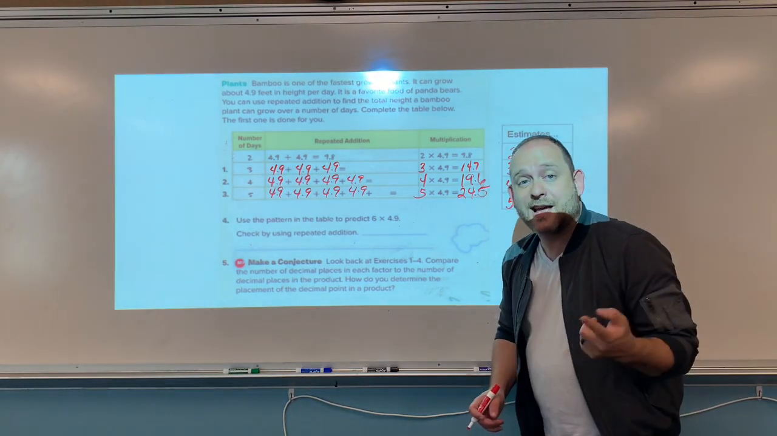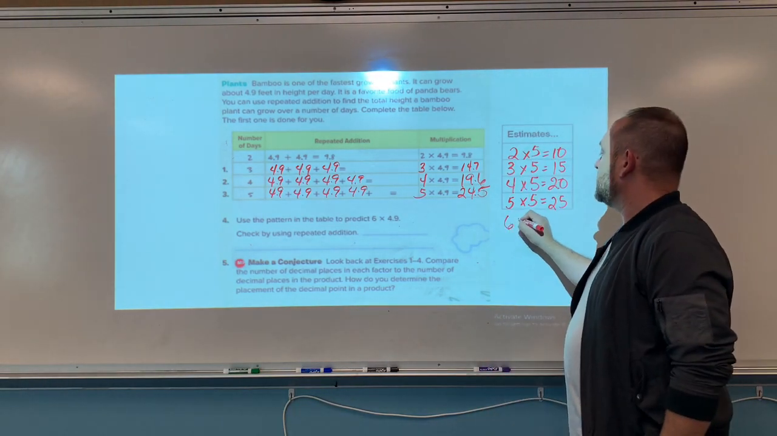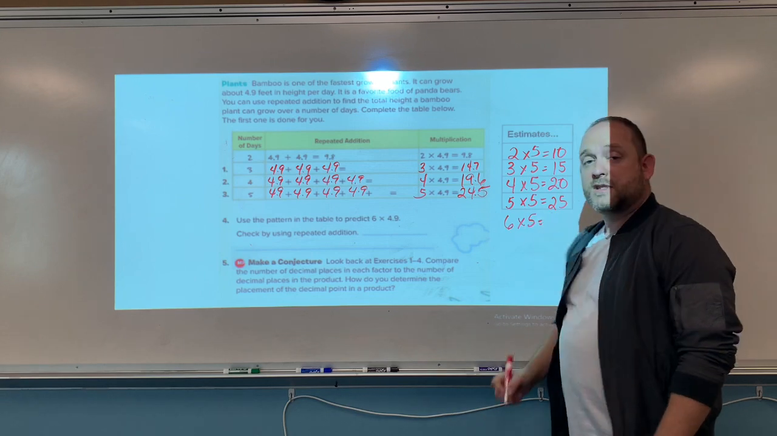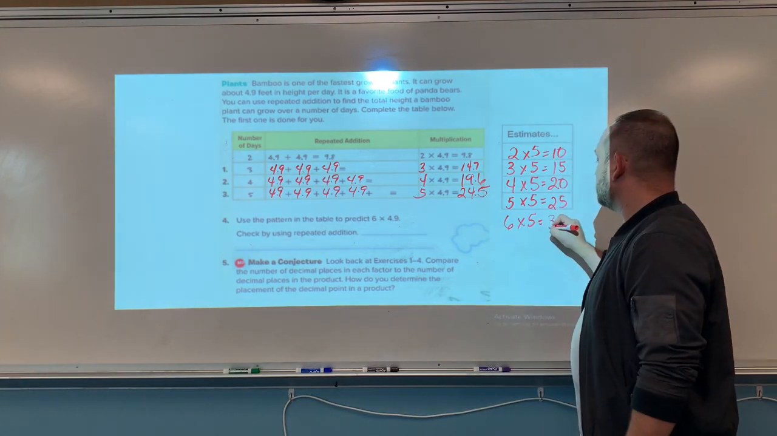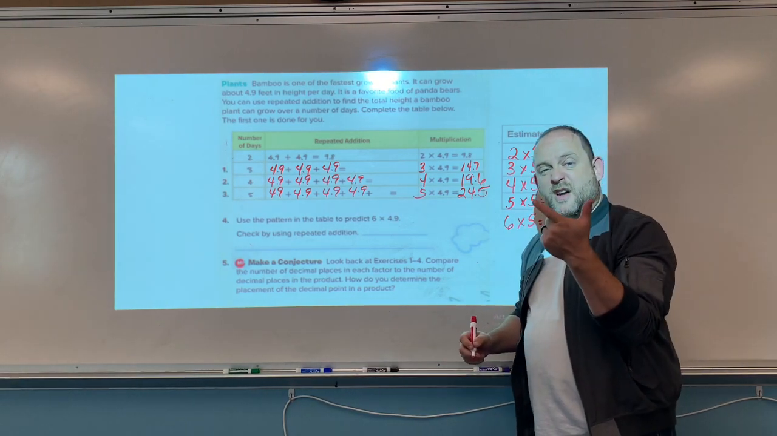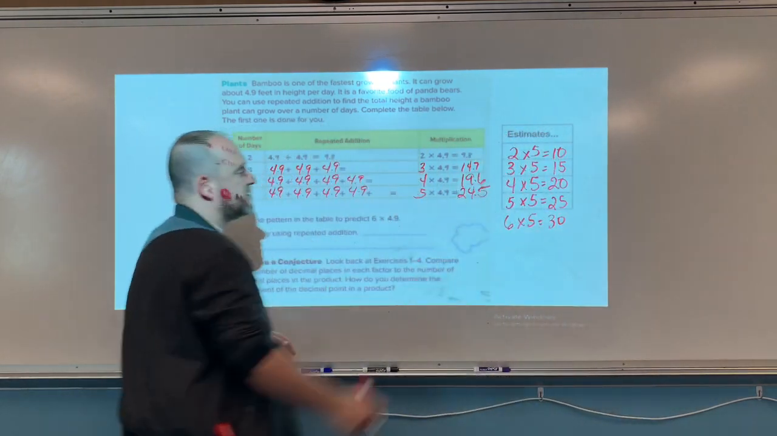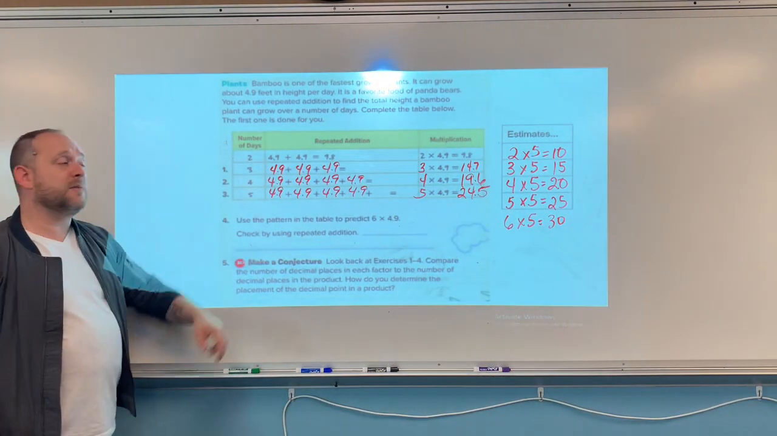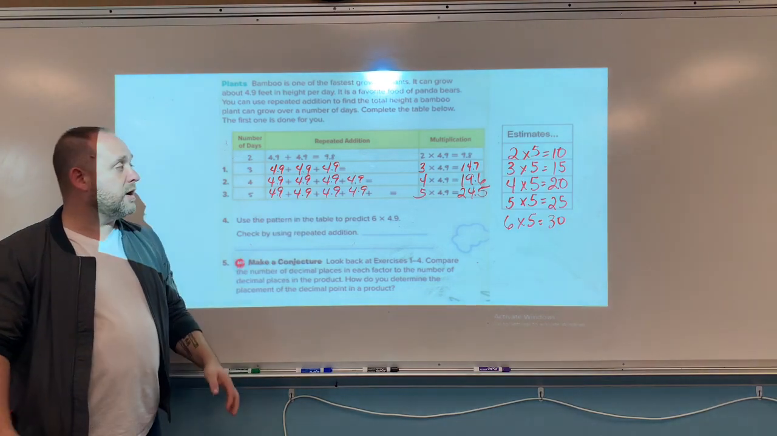First thing you need to do, estimate. 6 times 5. 6 times 5 is easy. It's 30. 5 times 5, you got it. 6 times 5 is 30. Now, I know my answer is not going to be exactly 30, but it should be pretty close.